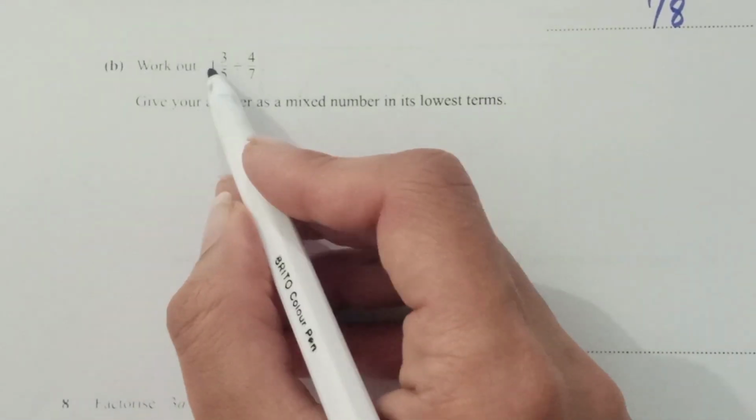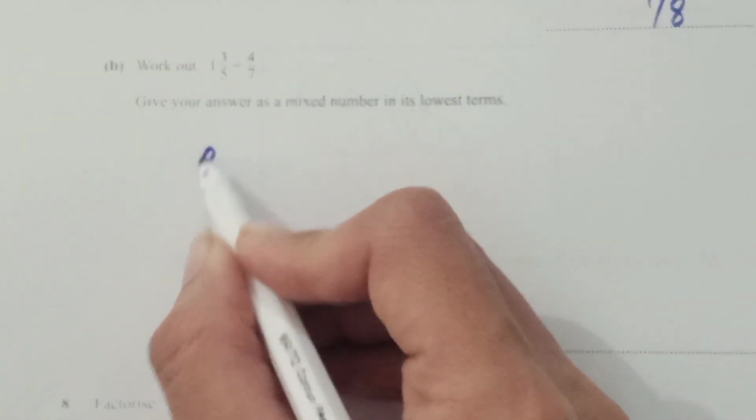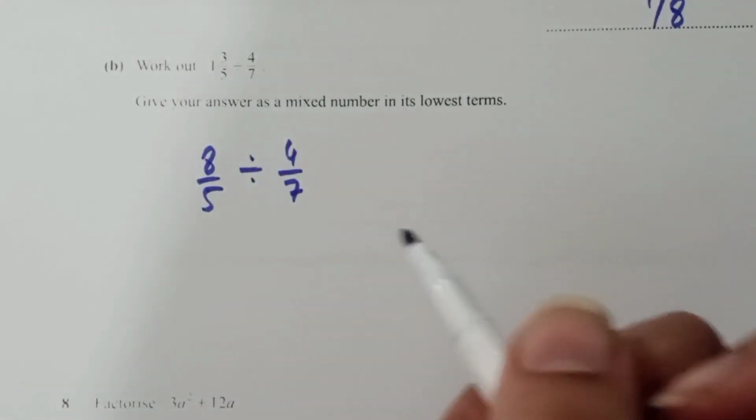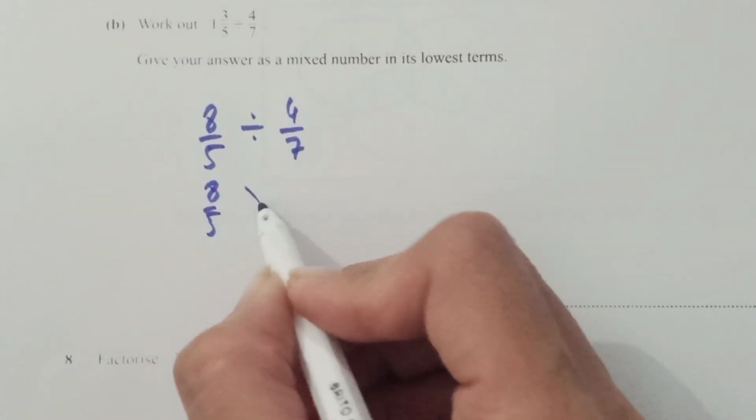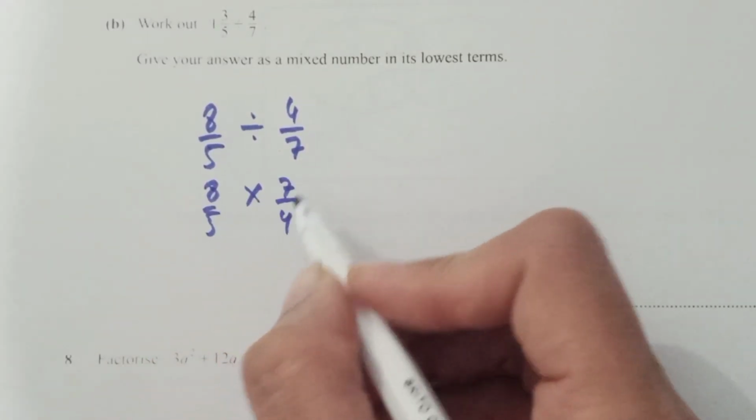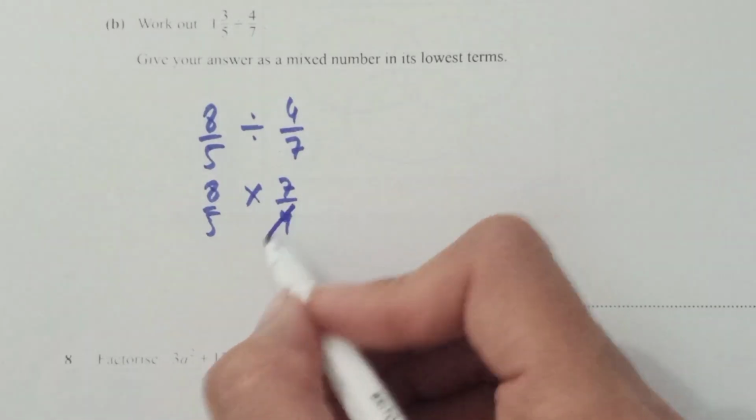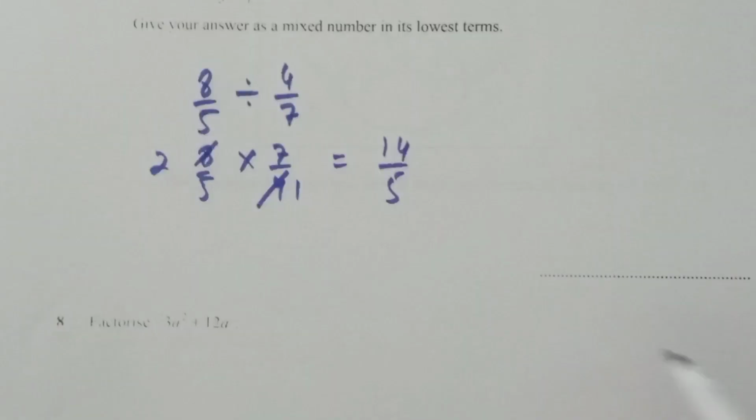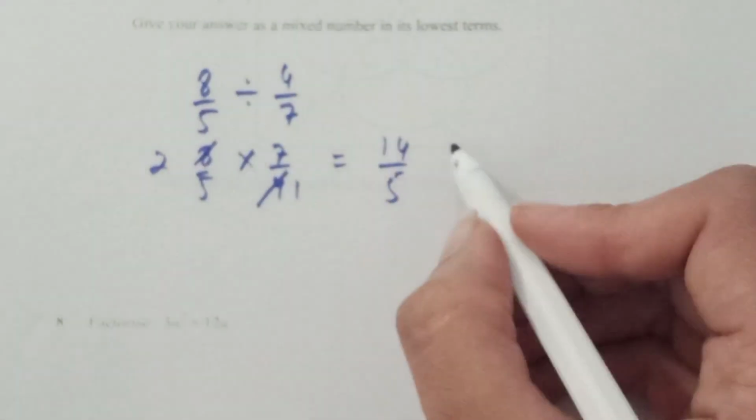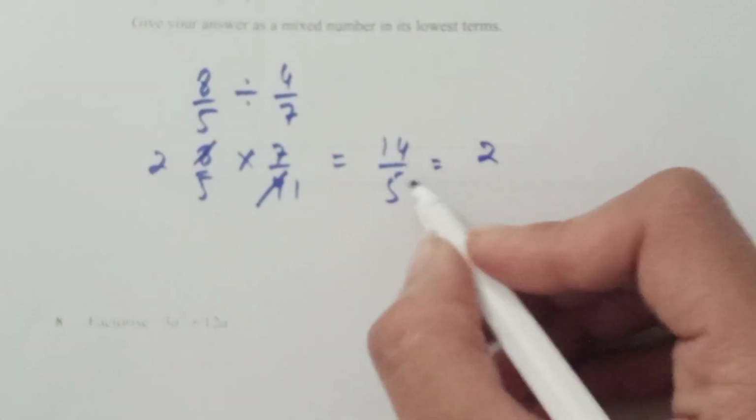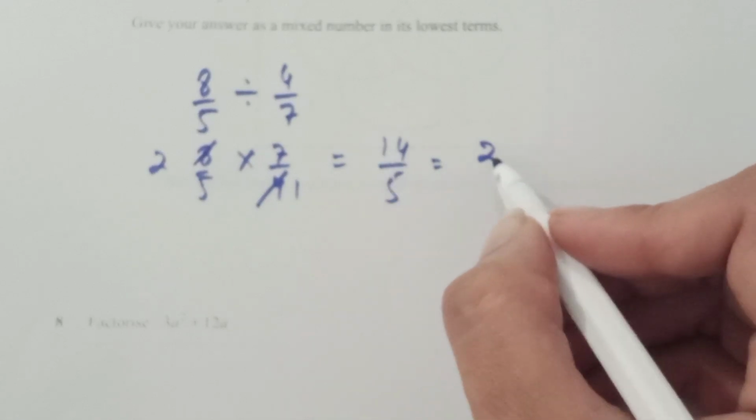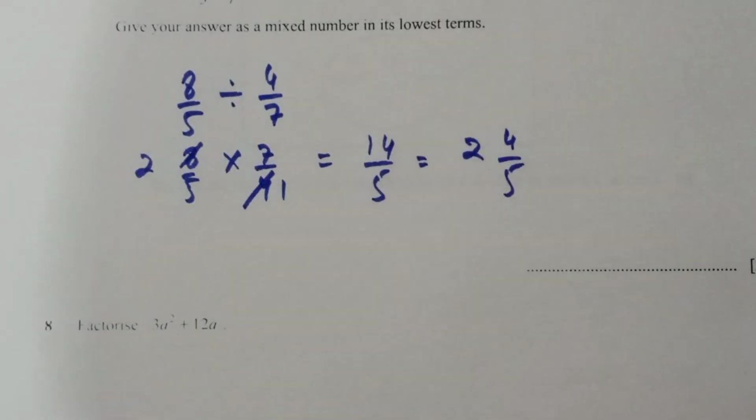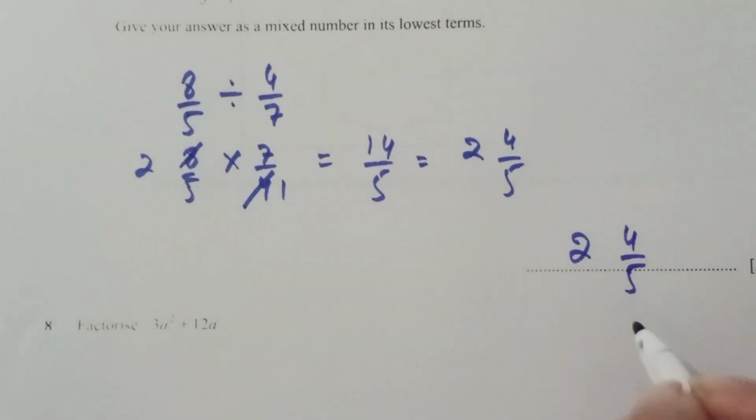Okay, that is 5/8 divided by 4/7. The division sign changes into multiplication by taking the reciprocal, and 4 and 1 and 2 cancel, and that becomes 14 over 5. We have to write it as a mixed number: 2 and 4 over 5, and that is the lowest term, 4 over 5.